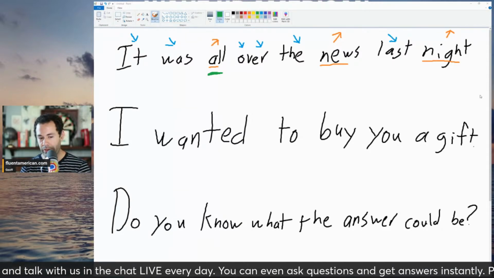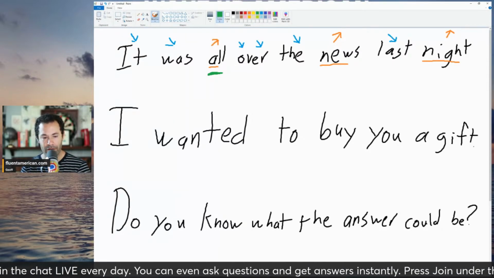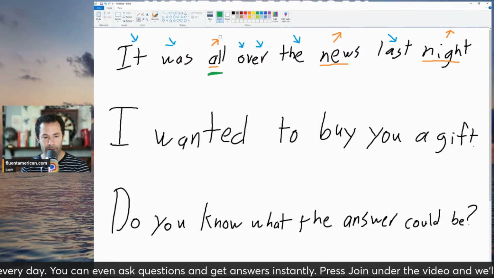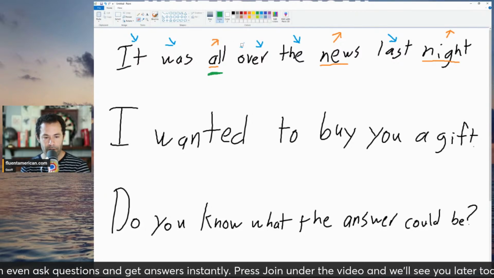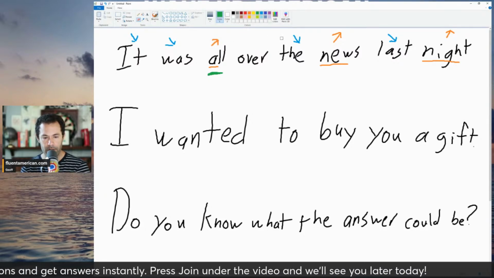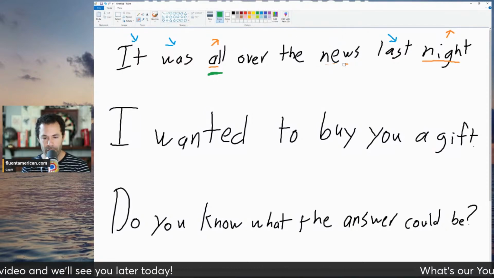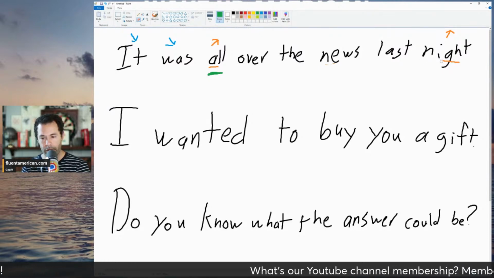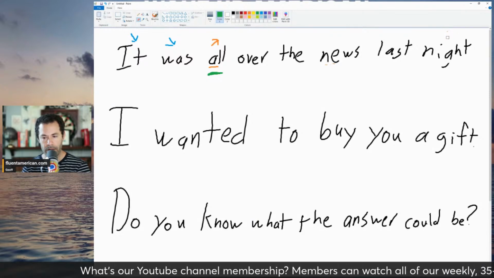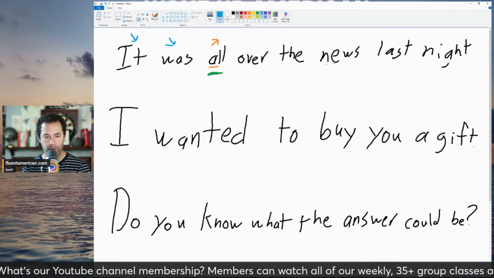So what happens if we just stress all? Well, that's going to impact some things. If we just stress all and take off all these other stresses, see what's going to happen now with our rhythm at the end. It's no longer going to stress night. So that means if I'm just stressing all, everything else is moving down now.